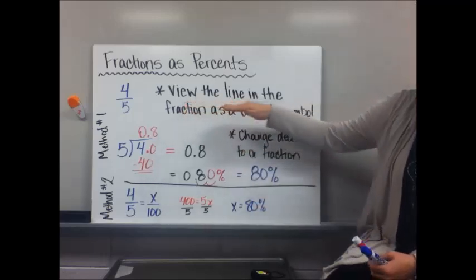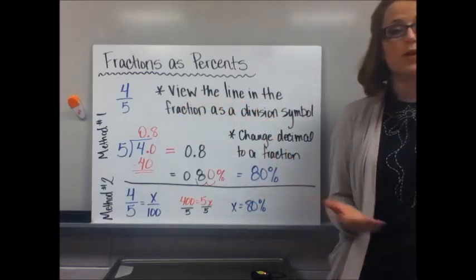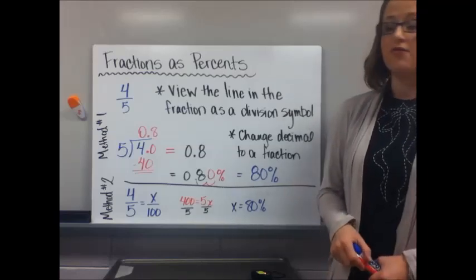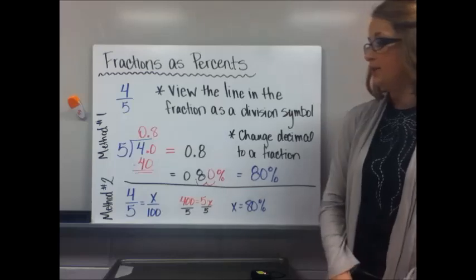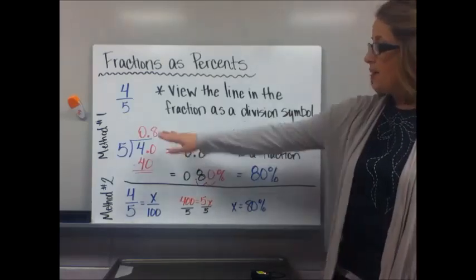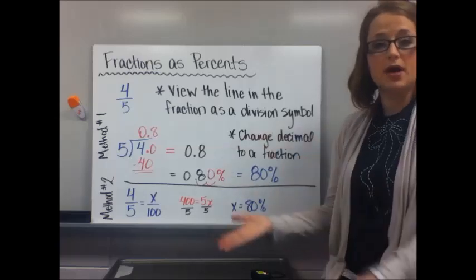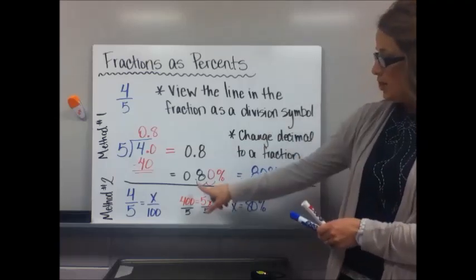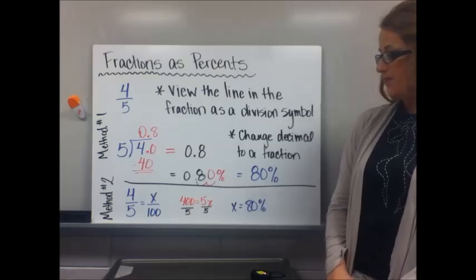What you do is you view the line in the fraction as a division symbol. You go back to what you learned earlier in the year about how to turn a fraction into a decimal, and you divide 4 by 5, and that's shown right here. When you do that, you get 0.8. And so then you change the decimal to a percent, which is what I showed you in the previous slide. You move that decimal over 2 places, and it is 80%.